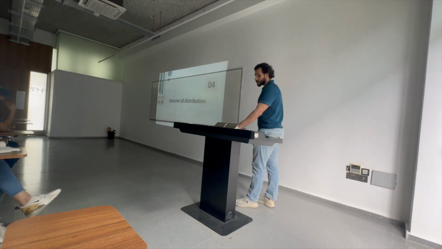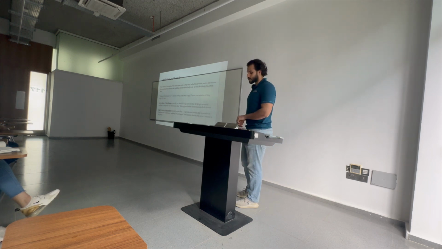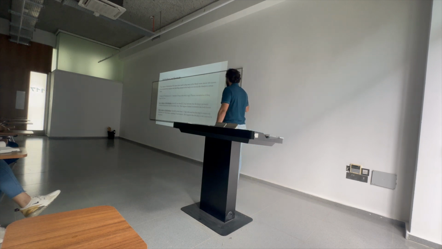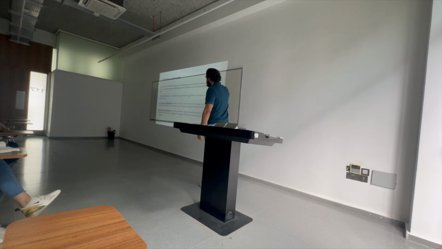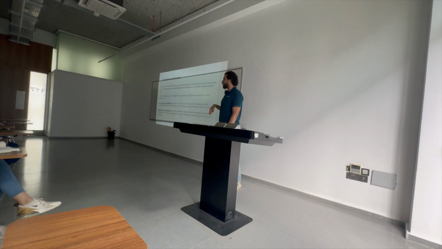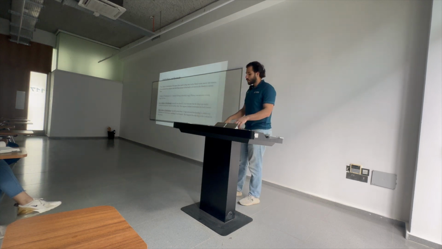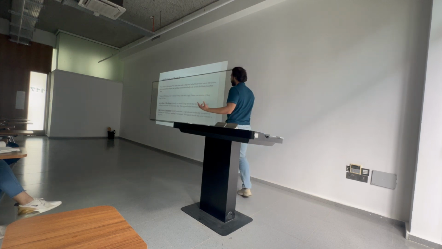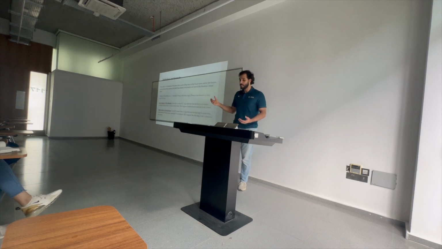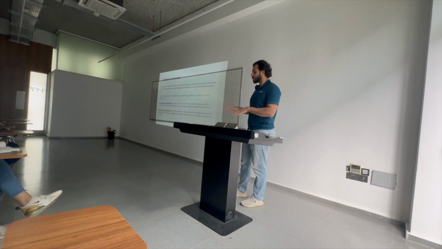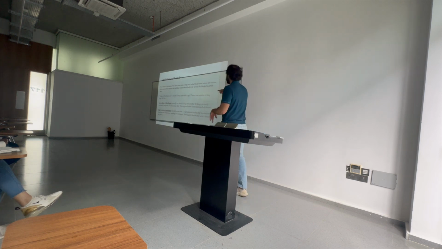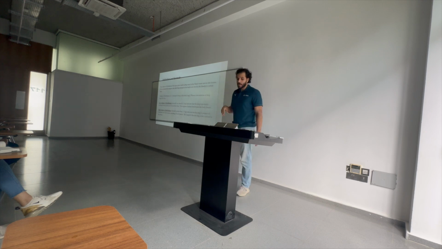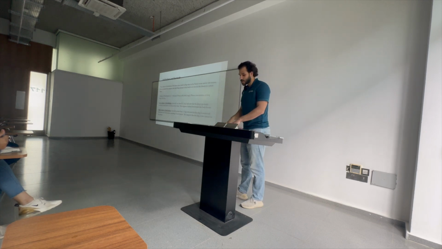So what is volume of distribution? The volume of distribution shows how much drug stays in the blood versus moves into the tissue. It is a constant that compares the total drug amount in the body to its level in the blood at a certain time. So we have a drug, and how much of the drug stays in the blood, versus how much time it takes to move into tissues. And we have the equation of volume of distribution.